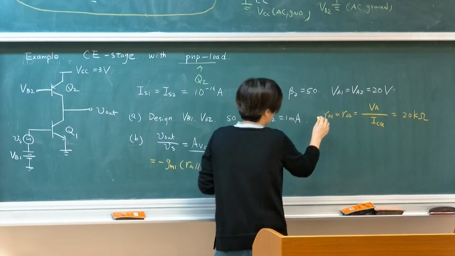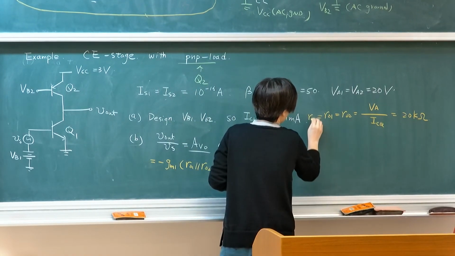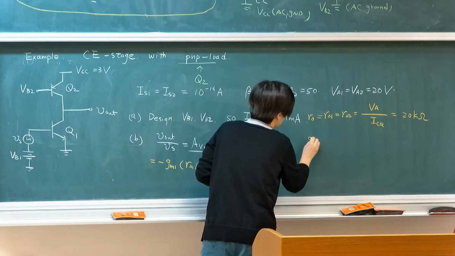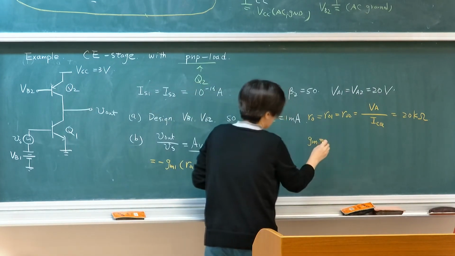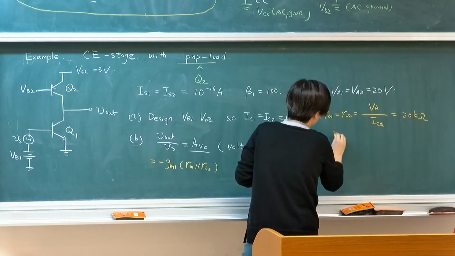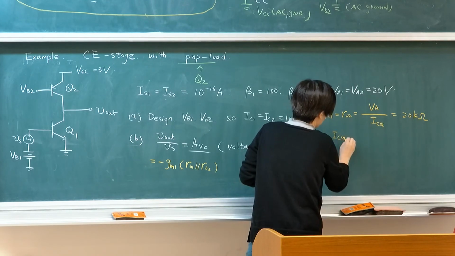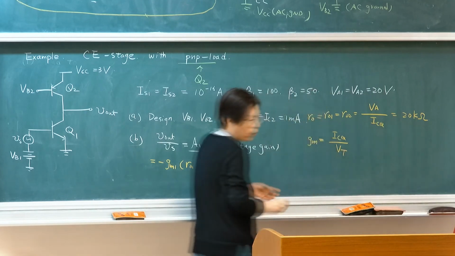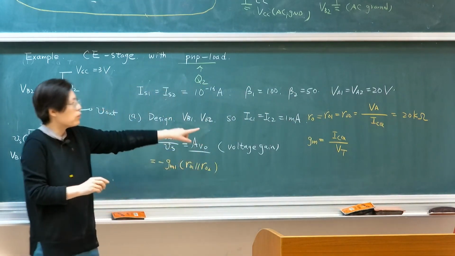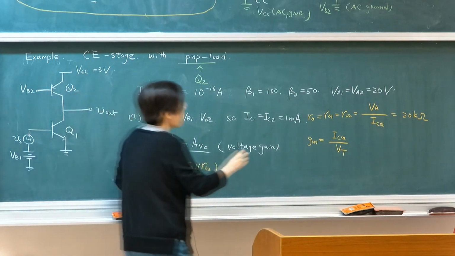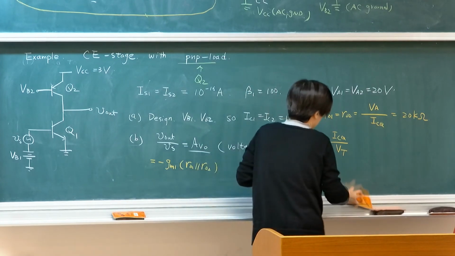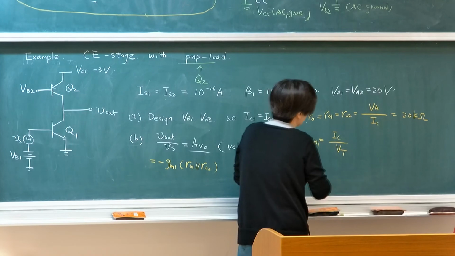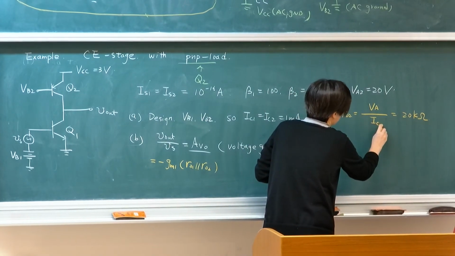And this is the same because they're the same. And GM is ICQ over VT. I can get the numbers, but I don't need the final result for IC1. I'm just going to use IC1 because they're the same: IC1 equals IC2.